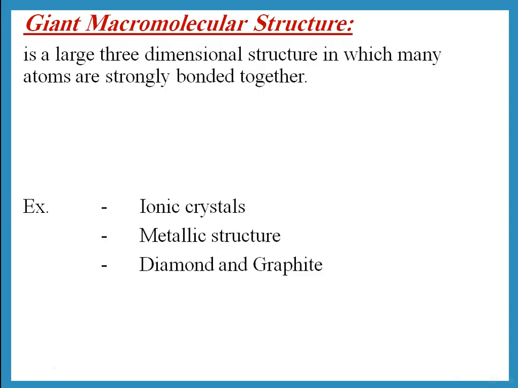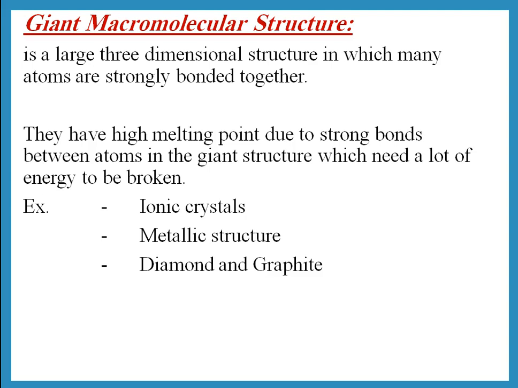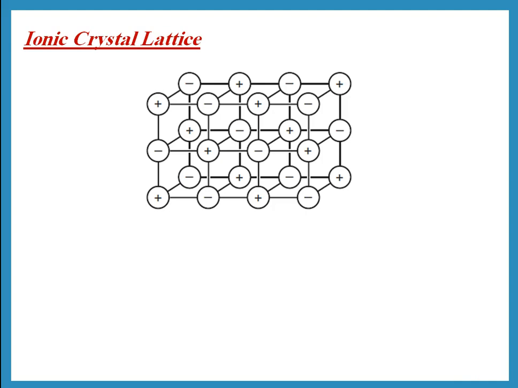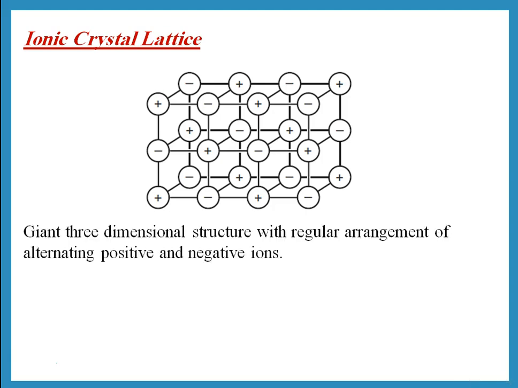The giant structures are large three-dimensional structures in which many atoms are strongly bonded together. So which ones are we going to be talking about? The ones that we talk about that are giant are ionic crystals, metallic structure, diamond and graphite, and there is something called graphene also that we will be talking about. They all have high melting point because there are strong bonds between the atoms in a giant structure, and this needs a lot of energy to be broken. So for example, the ionic compounds have an ionic crystal lattice. We said alternating positive and negative ions.